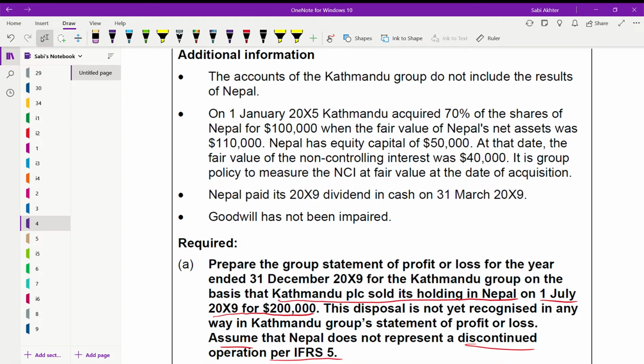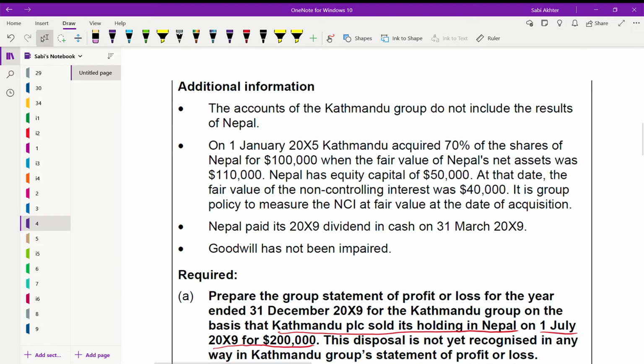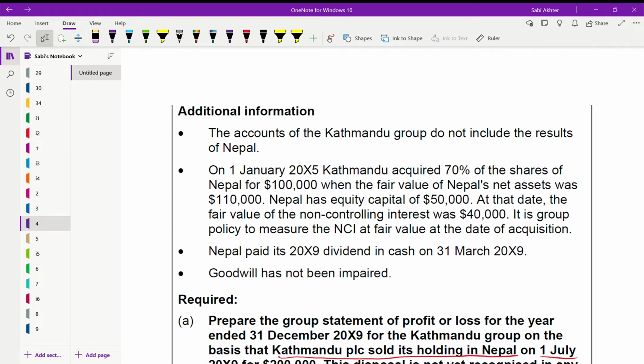Now let us read the additional information. So the accounts of the Kathmandu group do not include the results of Nepal. Number 2, on 1st of January 2005, it acquired 70% for 100,000 and the fair value of net assets was 110,000, equity capital 50,000, fair value of NCI was 40,000, measure NCI at fair value. Nepal paid its 2009 dividend in cash on 31st March 2009, and goodwill has not been impaired.